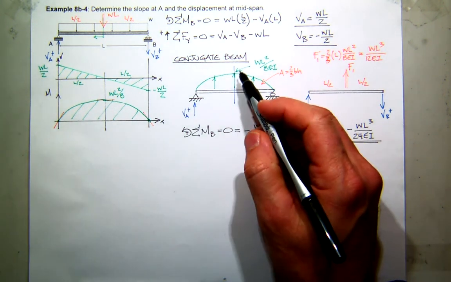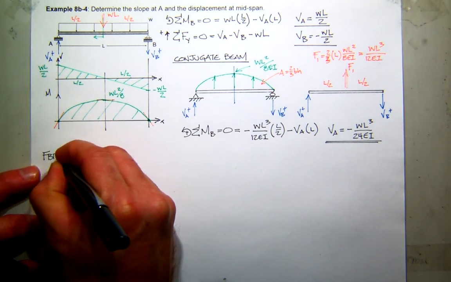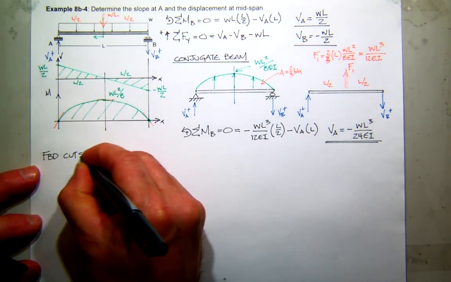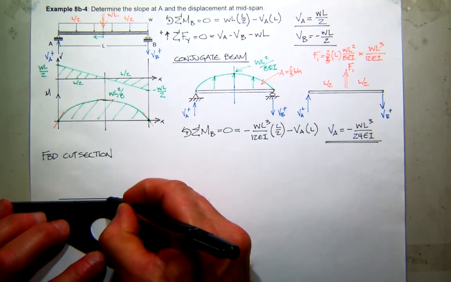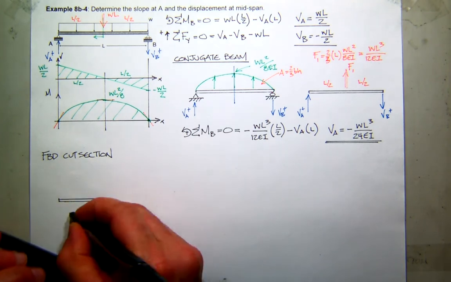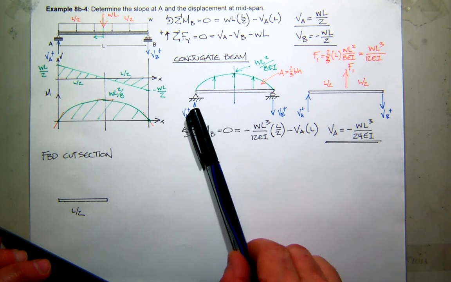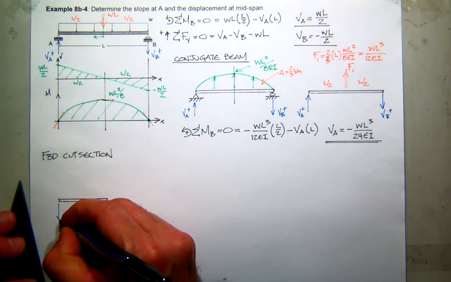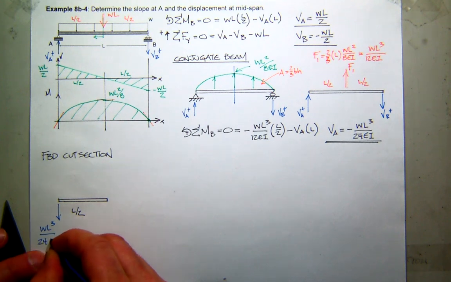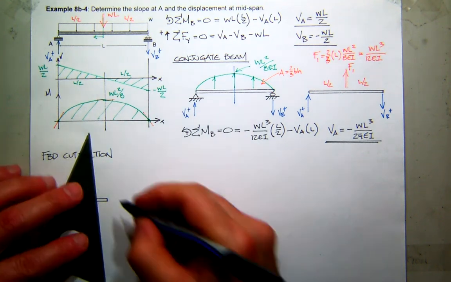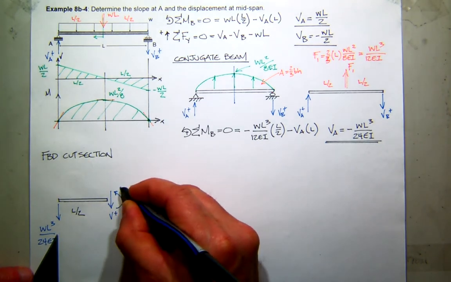So I'm going to have to now cut the structure here and look at the left-hand side. So my free body diagram for the cut section would look something like this. So this would be L over 2. I've just found my shear. It's negative. I assumed it was up, so it means it's down. And that's WL cubed over 24EI. Here's my positive shear and positive bending moment at the middle.